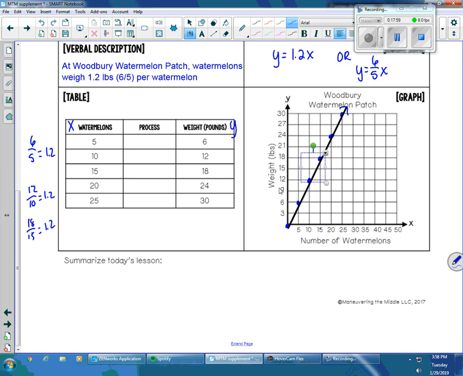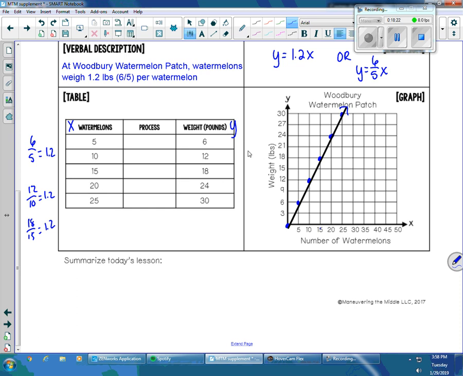Sometimes it's really nice to be able to look at a graph and go, oh, I can estimate how many 35 watermelons would weigh, if this was a taller graph, based on just where it's going to fall on the graph without going through and doing it in the equation. So that's what these are, the 4 different representations of linear relationships.